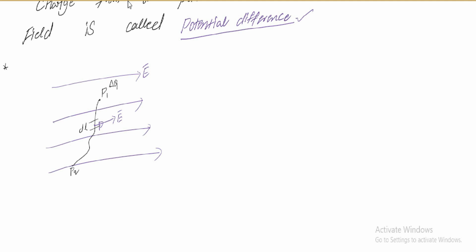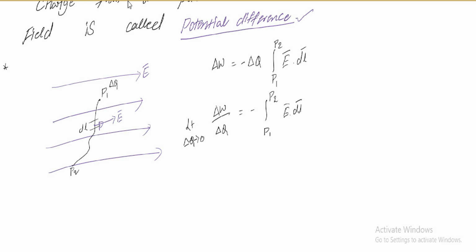Then some work will be done, and the differential work done will be dW = -dQ ∫ from P1 to P2 E·dL. E is your electric field and dL is your differential length vector. If I divide the LHS and RHS by dQ, then you get dW/dQ = -∫ from P1 to P2 E·dL, considering the limit dQ tends to 0.